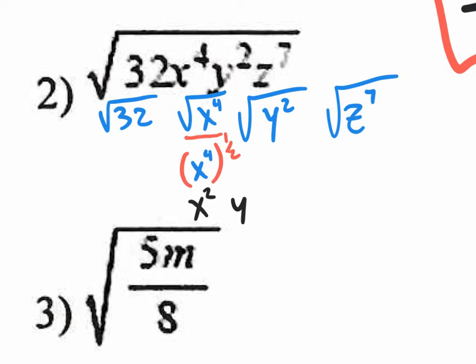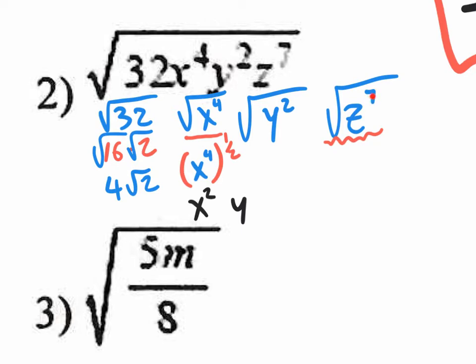4 times 8 works, but there's a better perfect square number than 4. 16 times 2. So if you go 16 times 2, and then we split the root, that'll be 4 square root of 2. Now let's go to this last one over here, the square root of z to the 7th. Now, you know that the square root is the power of 1/2.